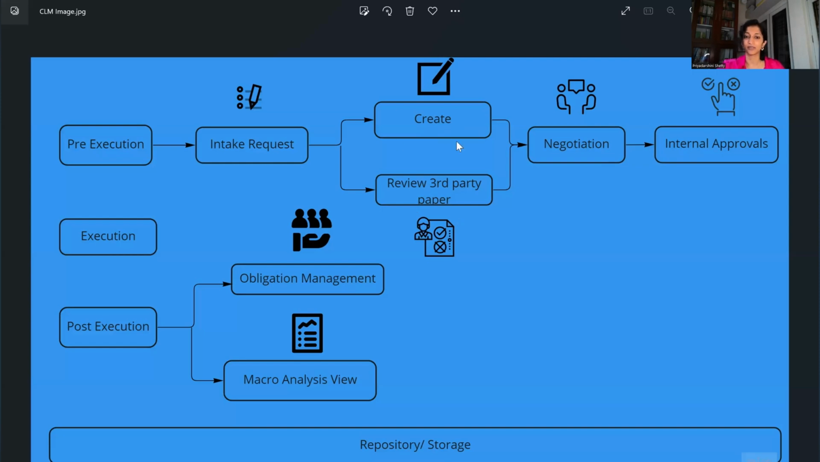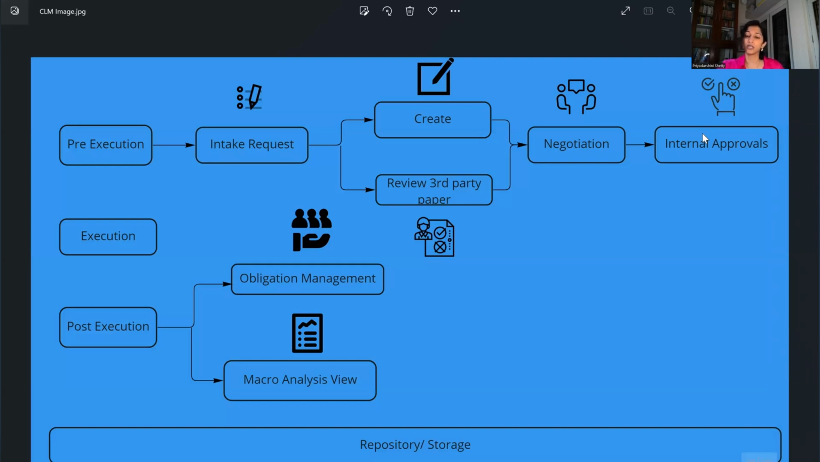In either of these steps, whether you're creating your own document or you're reviewing third-party paper, you will work with the counterparty to negotiate all of the clauses before they are signed. And sometimes during the negotiation process, you need to obtain approvals or sign-offs from different stakeholders within the company. You may need a credit sign-off for a specific clause. You may need sign-off from finance or litigation, or even the business or operations team need to sign off on certain clauses. And sometimes there may be a requirement for you to record all of these internal sign-offs. So that is the process of obtaining all of the internal approvals.